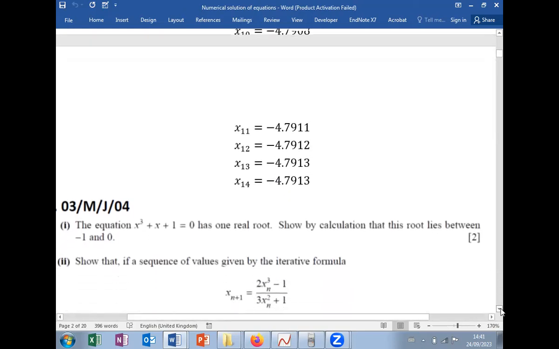Okay, class. Let's have a look at this question first. May, June 2004, paper 3.